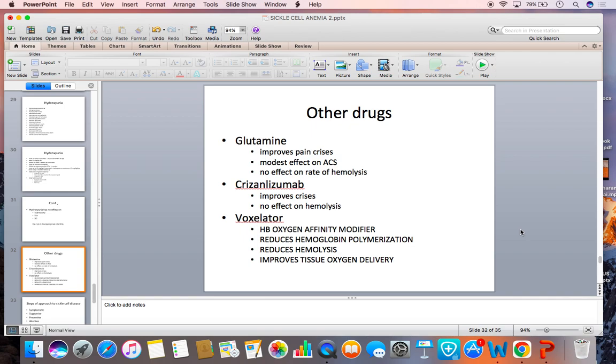But now there is a drug, voxelotor, that is approved by the FDA. It is an Hb oxygen affinity modifier, reduces hemoglobin polymerization, reduces hemolysis, improves tissue oxygen delivery. So this drug is nowadays being used for the patients with sickle cell disease.